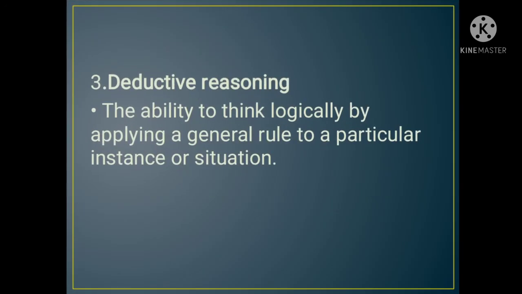Next is deductive reasoning. What is deductive reasoning? It is the ability to think logically by applying a general rule to a particular instance or situation. In other words, deductive reasoning is a basic form of valid reasoning. For example, all men are mortal. Harold is a man. Therefore, Harold is mortal. For deductive reasoning to be sound, the hypothesis must be correct. It is assumed that the premises, all men are mortal and Harold is a man, are true.